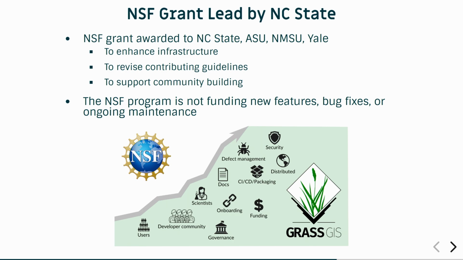One big thing which happened in GRASS is that we got a grant, and we, in this case, means North Carolina State University, together with Arizona State University, New Mexico State University, and Yale. We got a grant from the National Science Foundation after much turmoil of applying for it, to enhance infrastructure of GRASS, revise contributing guidelines, and support community building.